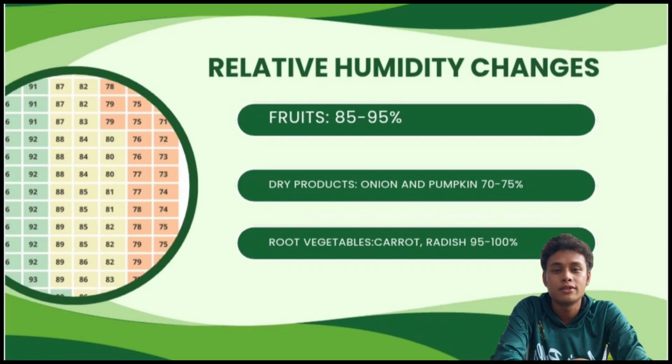Different crops require different humidity levels to stay fresh. Fruits are around 85 to 95%. Dry products like onions and pumpkins are 70 to 75%. Root vegetables like carrots and radish are 95 to 100%. High humidity helps reduce water loss and keeps crops firm, but if it's too high, it can lead to decay, molds, or microbial growth. On the other hand, low humidity can cause drying and weight loss. So dapat sakto lang yun, balance humidity to maintain quality and reduce post-harvest losses.